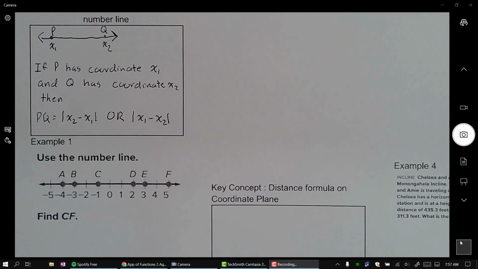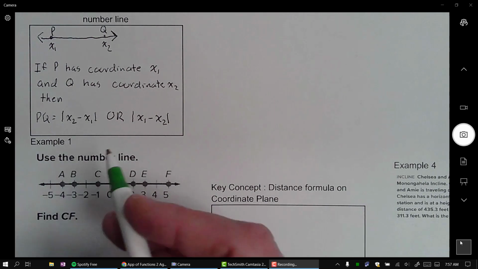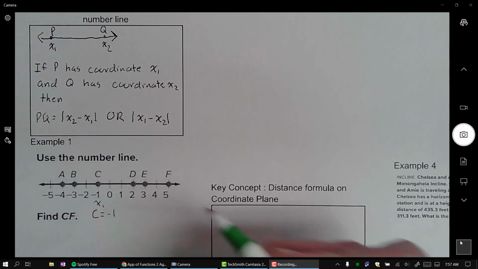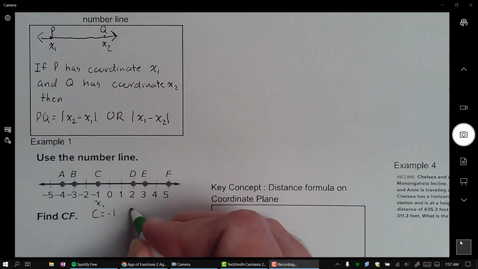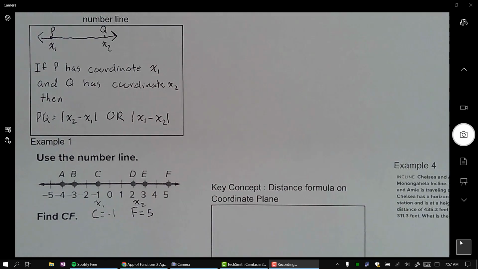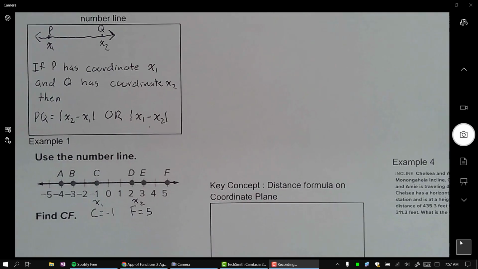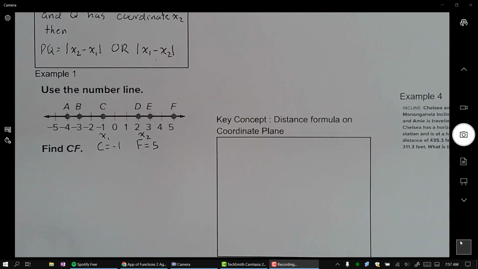It says use the number line, find the distance of CF. So let's find our points. So C would be -1, and I'm going to call this my x1. F would be at 5. I'm going to call this my x2. So I'm going to do both directions just to show you that it works. So let's try the first direction.